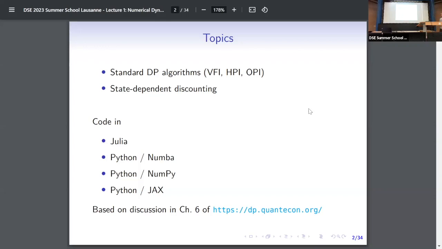We'll solve it using these three different algorithms, and then we'll look at some code to actually implement the algorithms. And that code is going to be in Julia and a couple of different flavors of Python. We'll look at how fast they run, what they like to code in, and kind of compare them and discuss which ones are useful in which situations. So that's the basic plan.